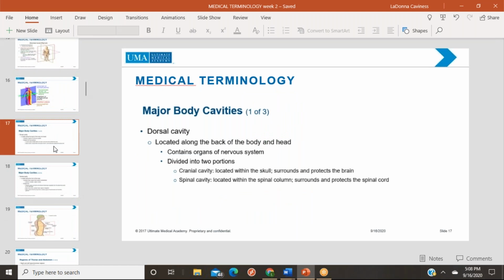Major body cavities. The dorsal cavity is located along the back of the body and head and contains organs of the nervous system. It is divided into two portions. The cranial cavity, located within the skull, surrounds and protects the brain. The spinal cavity, located within the spinal column, surrounds and protects the spinal cord.